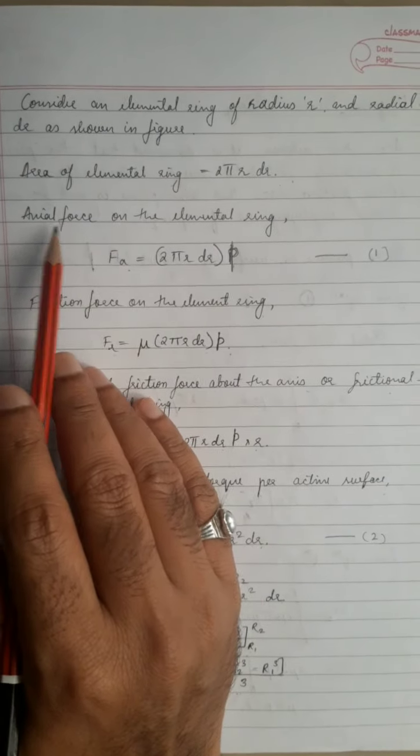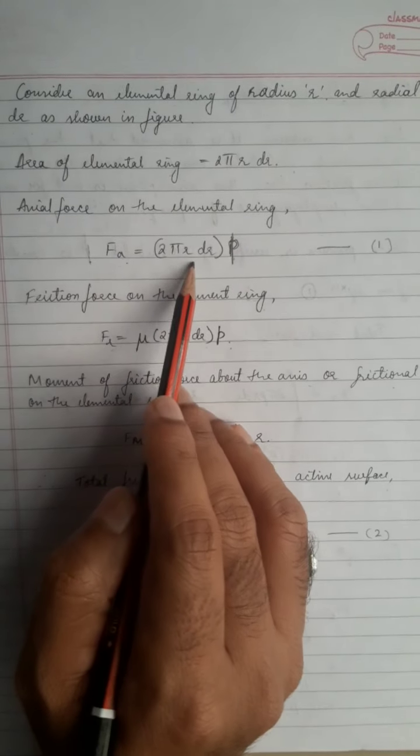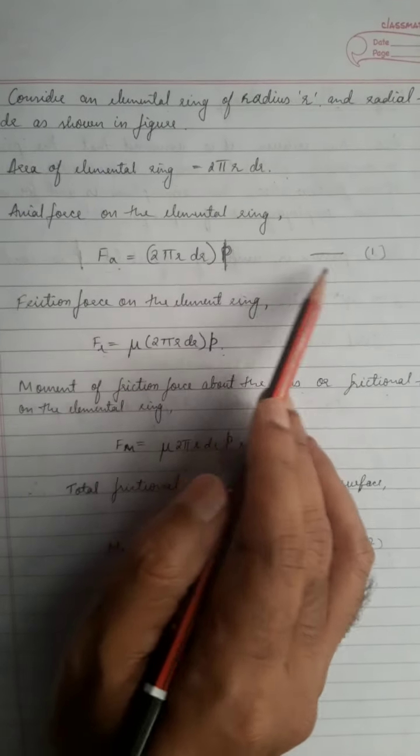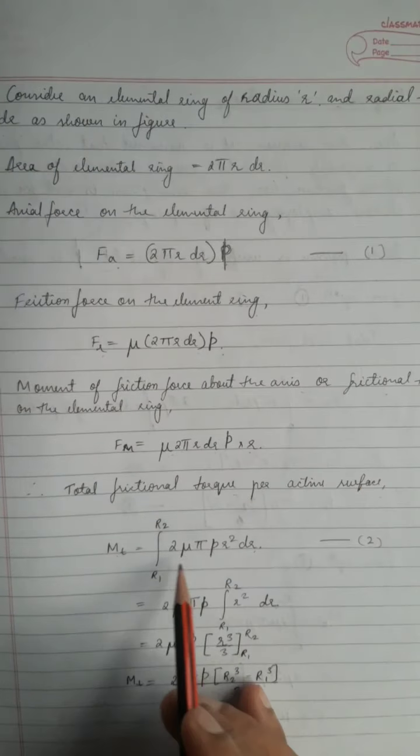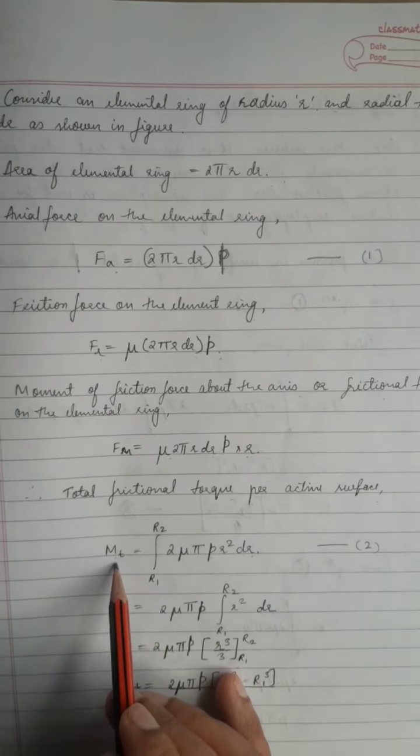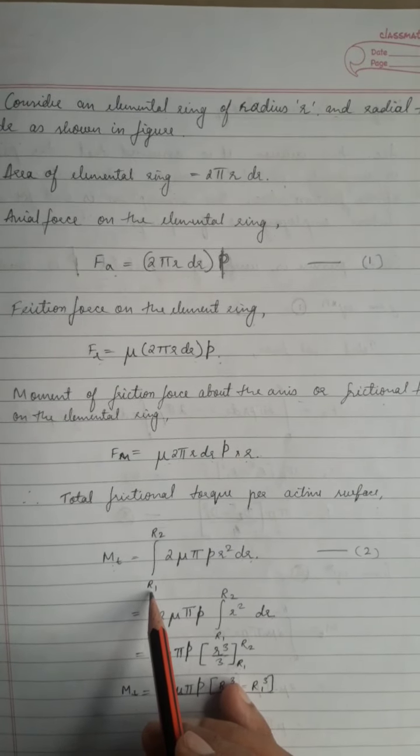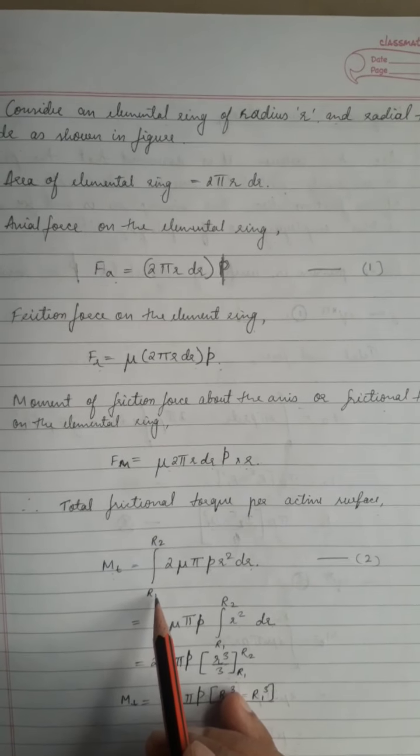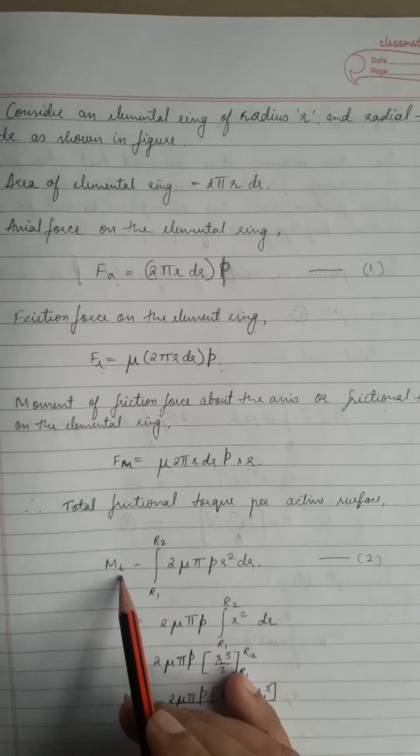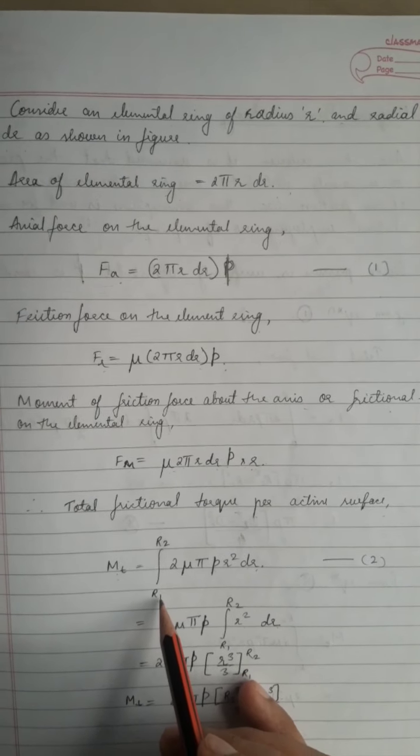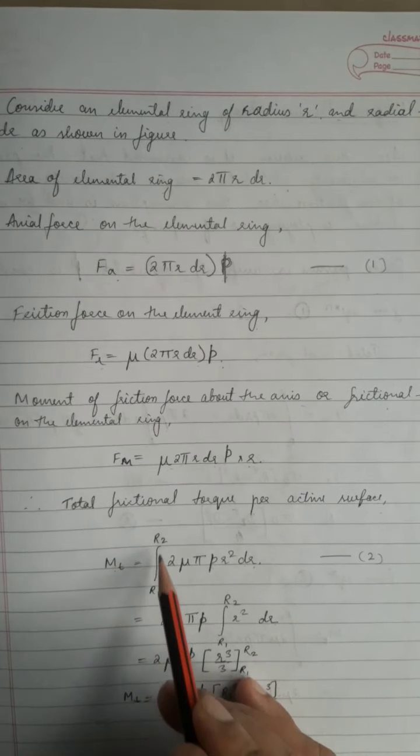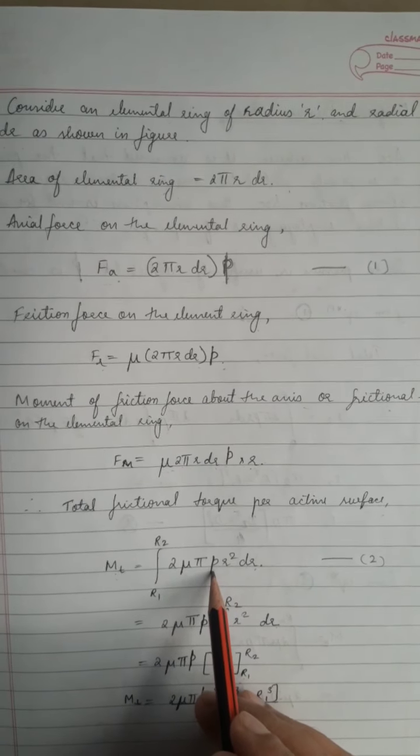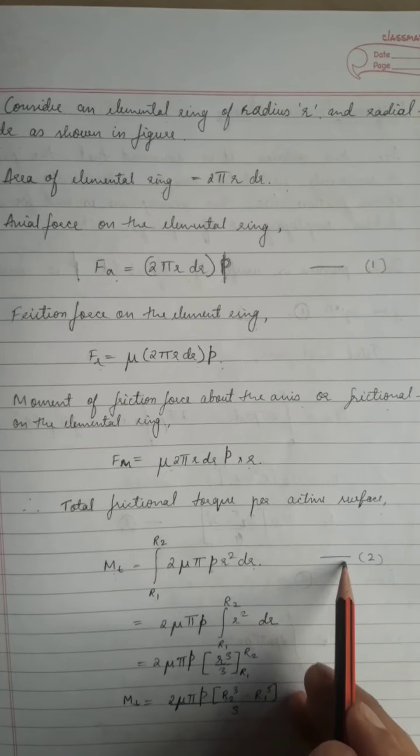So we call this axial force on the elemental ring, Fa is equal to 2 pi r dr into pressure p, as equation number 1, and the torque transmitted or the total frictional torque per active surface T is equal to the integration with limits r1 to r2 of 2 mu pi p r square dr. So this is equation number 2.